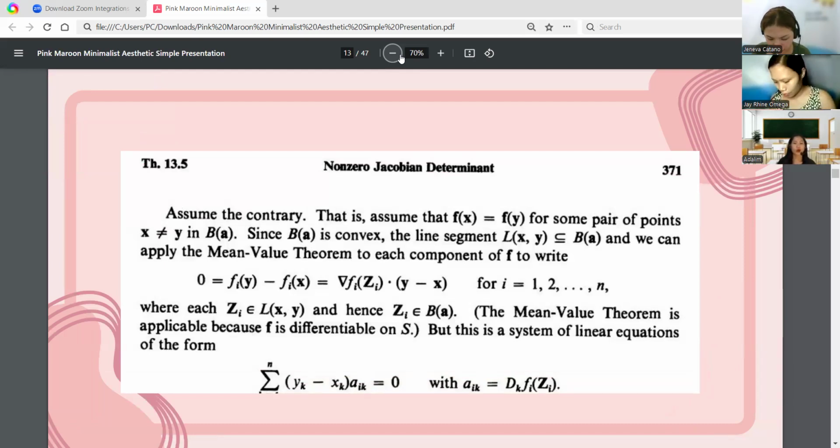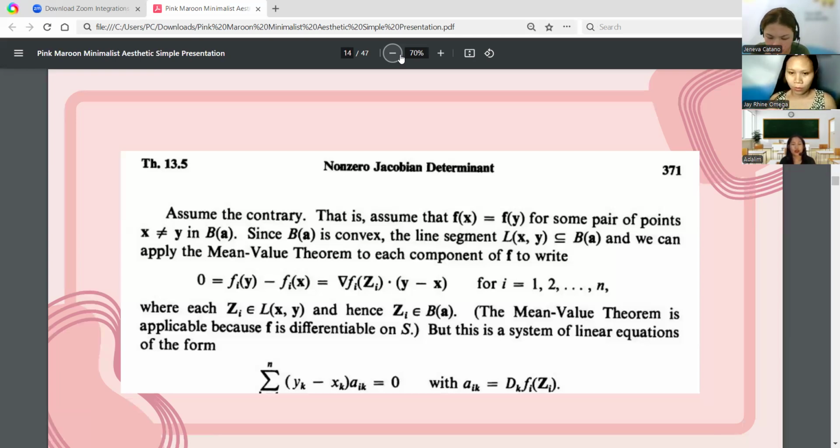Okay, theorem 13.5. Assume the contrary, that is, assume that function x is equal to function y for some pair of points, x not equal to y, in B(A). Since B is convex, the line segment L(x, y) is in B(A), and we can apply the mean value theorem to each component of f. So that's the solution of that one we can see on our slide.